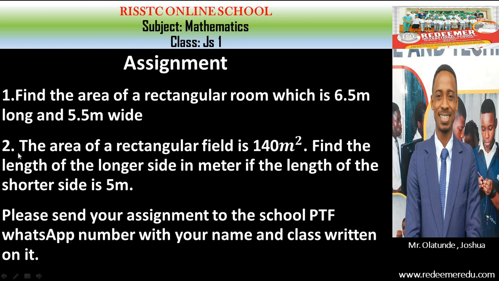Question number 2. The area of a rectangular field is 140 meters square. Find the length of the longer side in meter if the length of the shorter side is 5 meter.